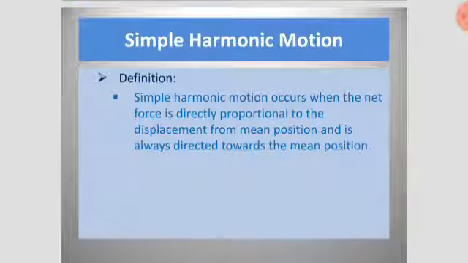Students, let's revise the definition of simple harmonic motion. Simple harmonic motion occurs when the net force is directly proportional to the displacement from the mean position and is always directed towards the mean position. In this definition, when you apply a force, the body will cover a displacement, and that displacement will be directly proportional to the net force, measured from the mean position. And the direction of that motion, or you can say the acceleration, will always be towards the mean position.